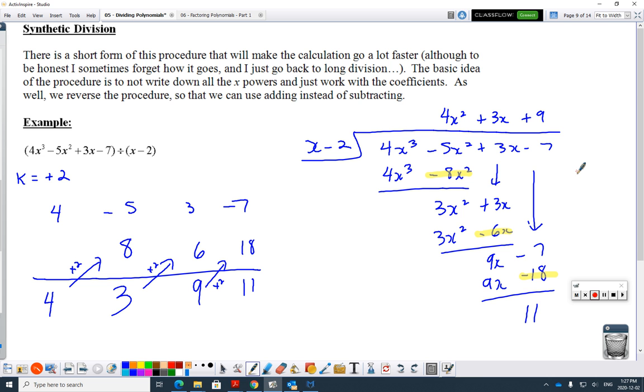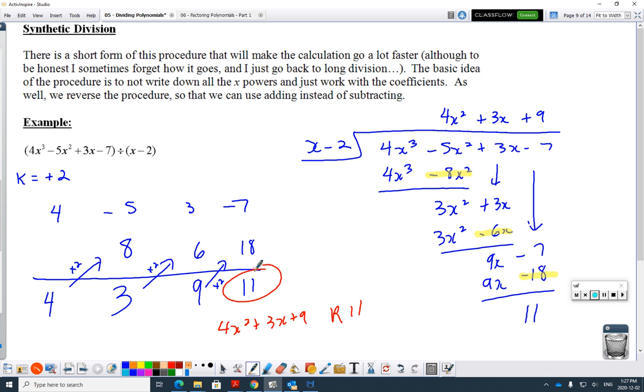Take a look here. Take a look at this answer, and take a look at what I got for long division, and can you see how to translate the answer back and forth? It's laying right there. What's the answer? 4x squared plus 3x plus 9, remainder 11. This last number is always going to be the remainder.